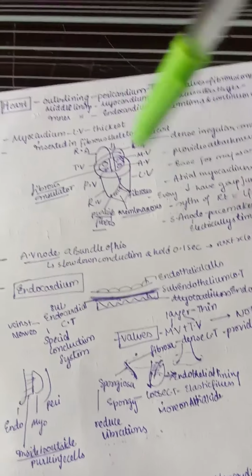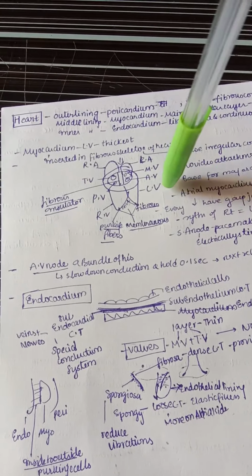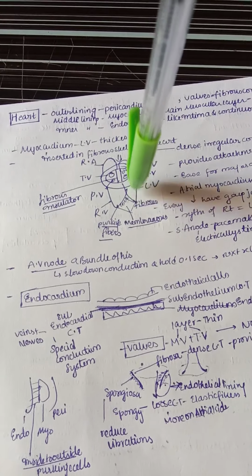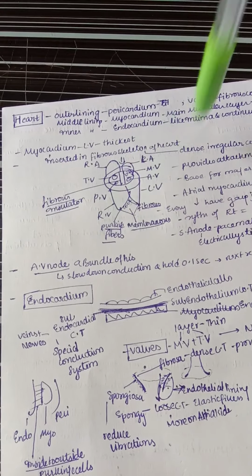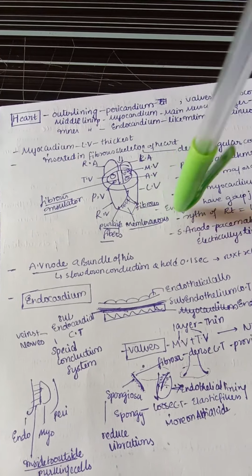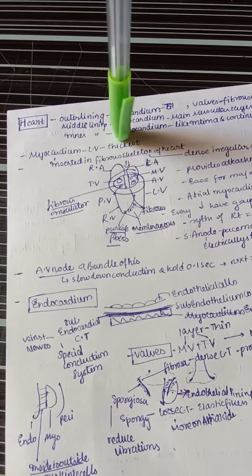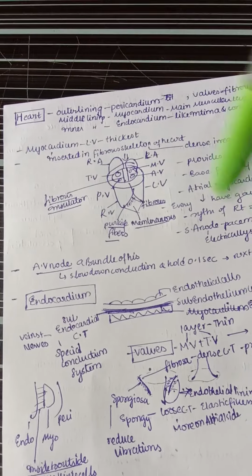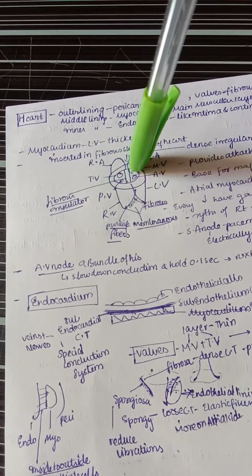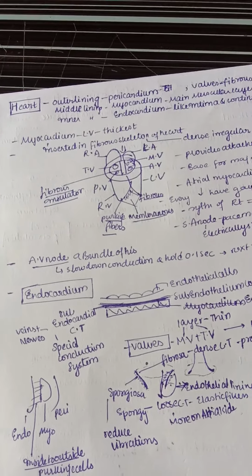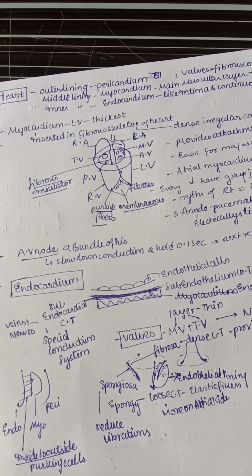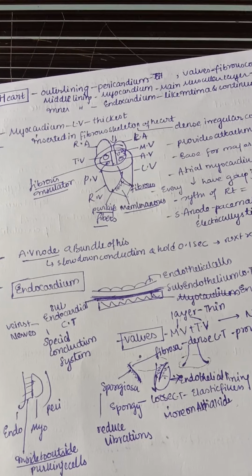Now let us see the myocardium. The myocardium in the left ventricle is the thickest. Remember, the myocardium of the left ventricle is thickest because the left ventricle needs to pump more and plays a major role. It is inserted in the fibrous skeleton of the heart. So what is the fibrous skeleton? It is the structure onto which the atria and ventricles are mounted, and it is made up of dense irregular connective tissue.